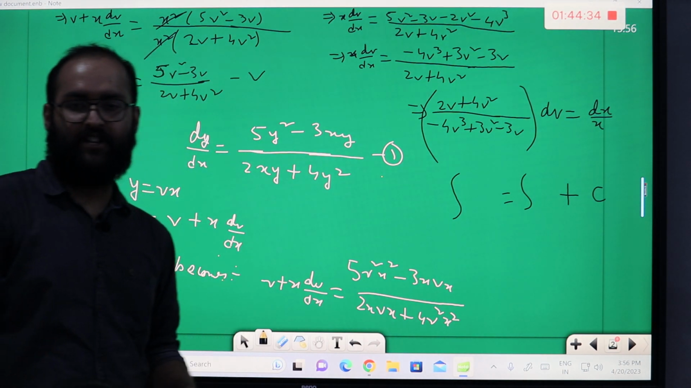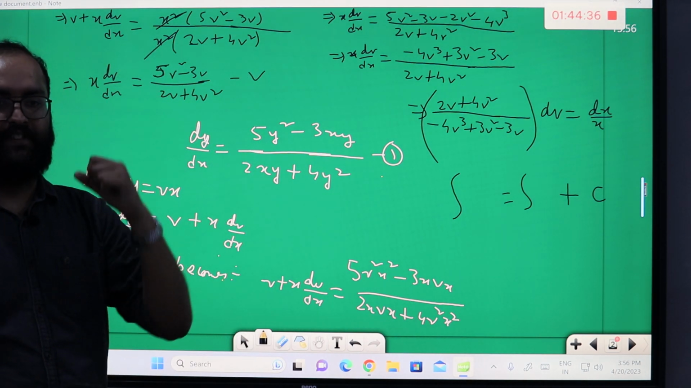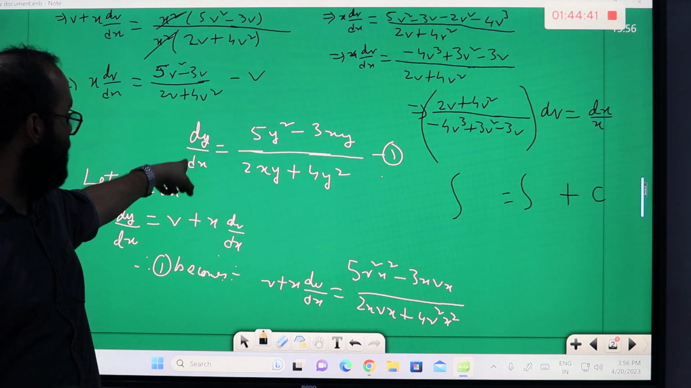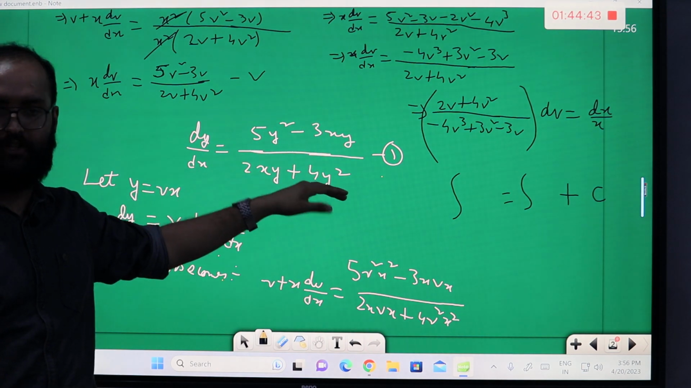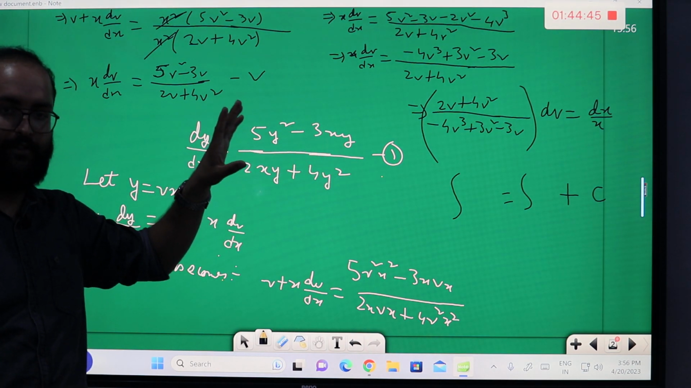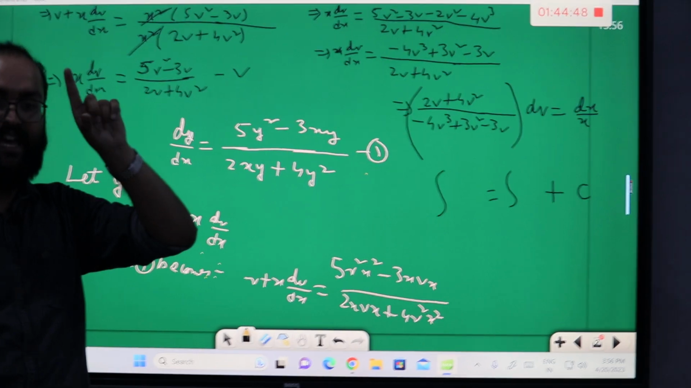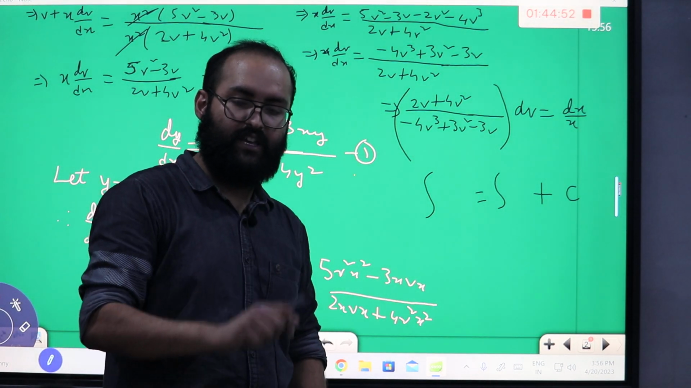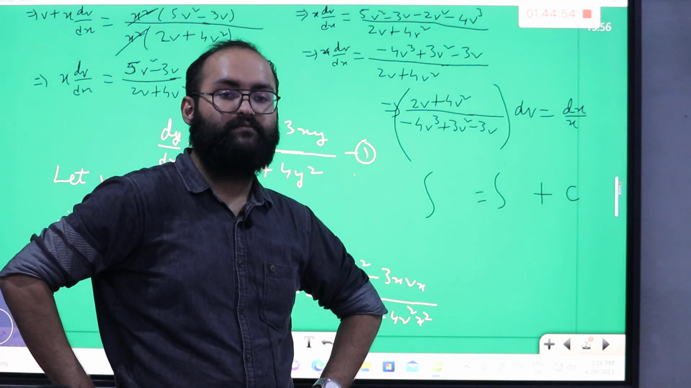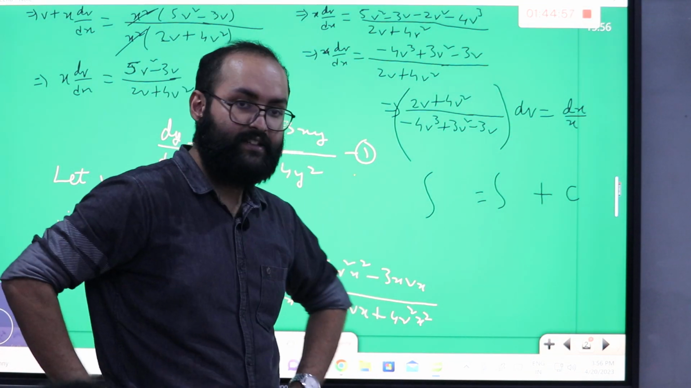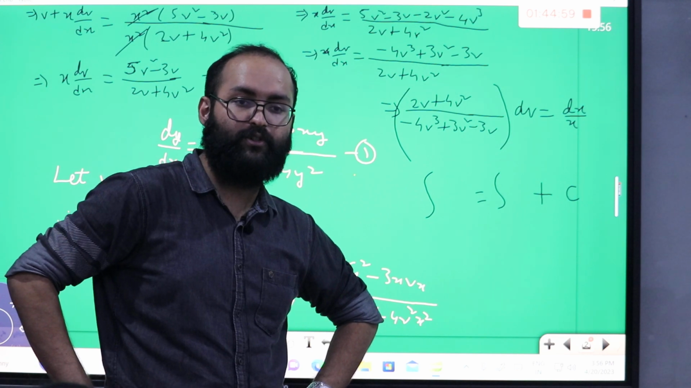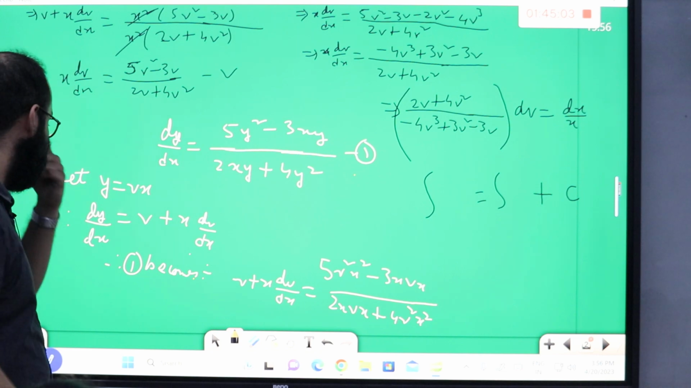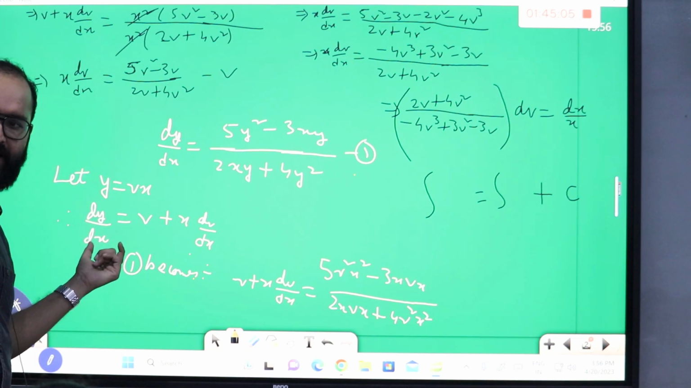So in a homogeneous differential equation, what do we do? We first check whether the equation is homogeneous or not. How? It will be in the form dy dx equal to some function of xy by another function of xy. You have to check whether those two functions are homogeneous and of the same degree. After that, if you see that they are of the same degree, you will replace y by vx. You will substitute y by vx. And then you have to obviously substitute dy dx also.